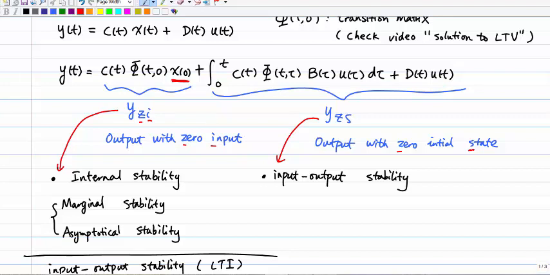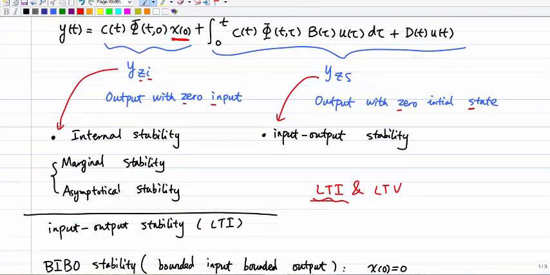Both internal stability and input-output stability we will discuss for the linear time invariant system and the linear time variant system. Apparently, the linear time invariant system is a little bit easier because A, B, C, and D are constant. Well, for LTV, because A(t), B(t), C(t), and D(t) are time variant, it can be challenging to verify their stability properties. Now we start with the linear time invariant system, and we'll talk about the stability properties for the linear time variant system later on.